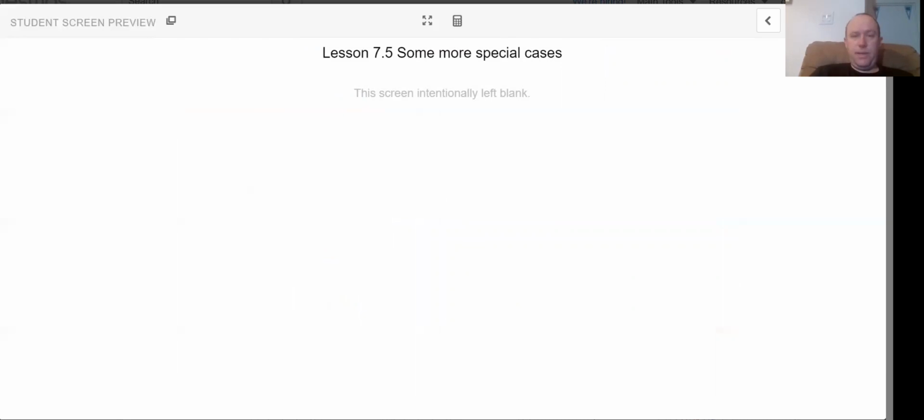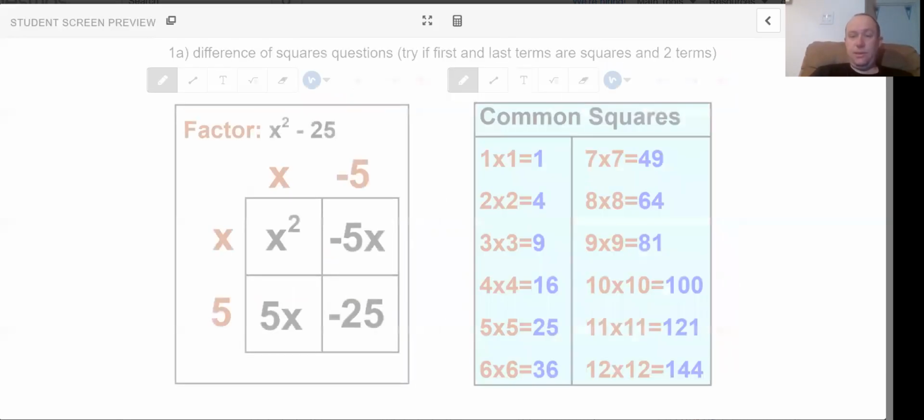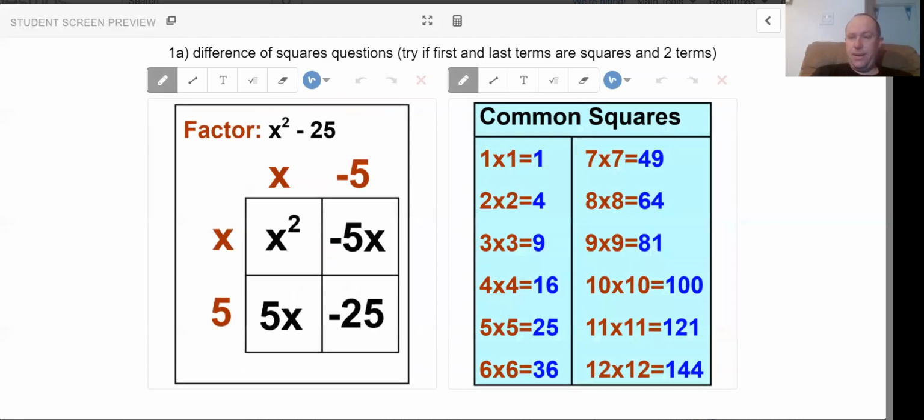So today's lesson, we're going to look at more special cases. You might want to practice that Desmos method in the last lesson as well as doing it by hand, just so we can see where we're at.